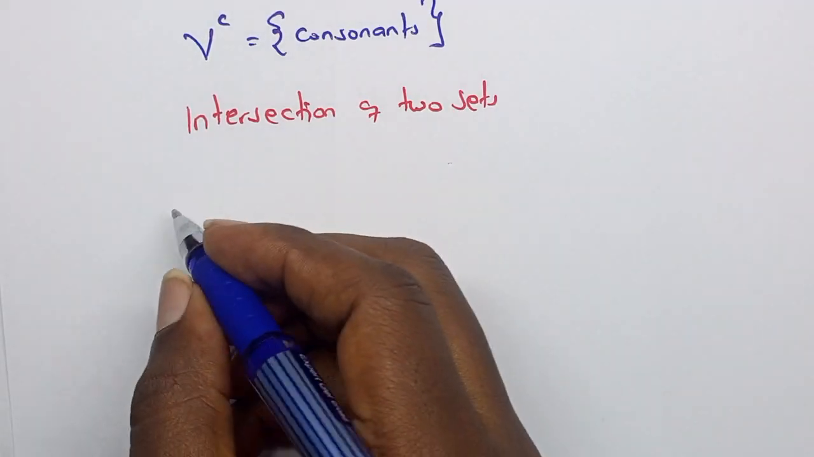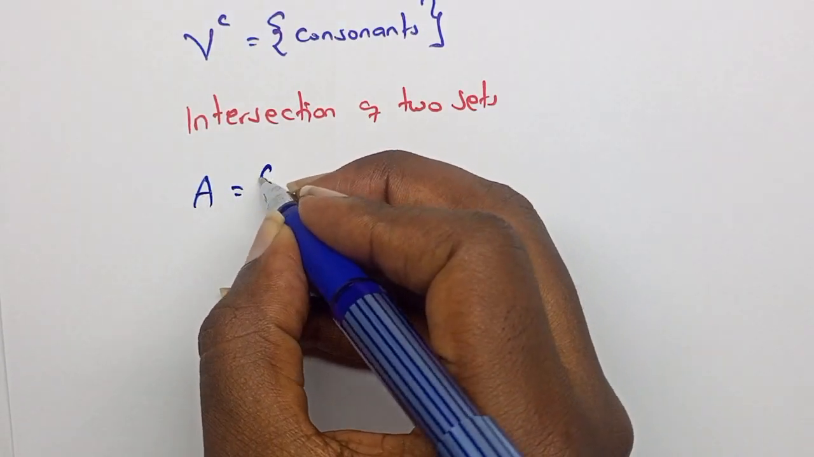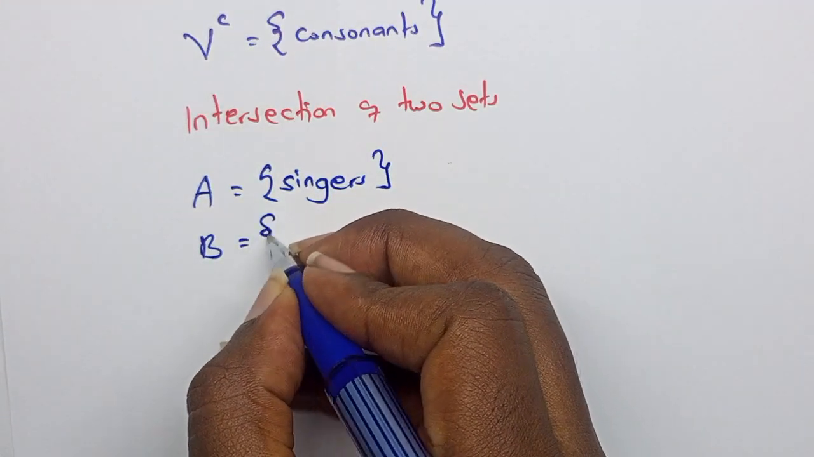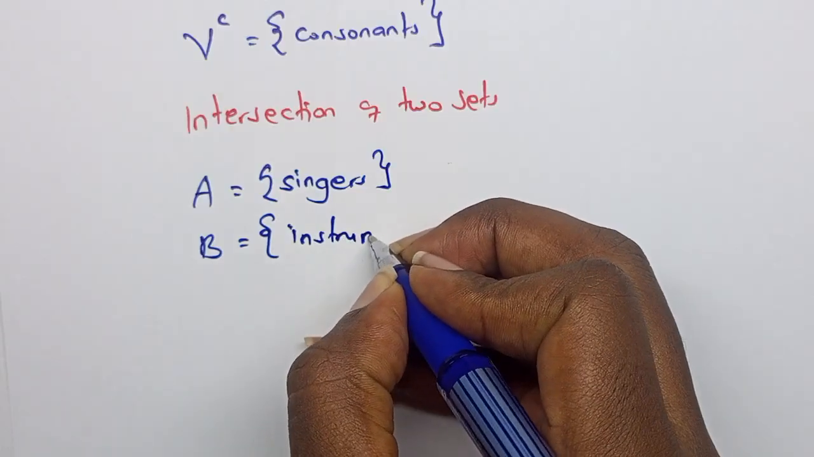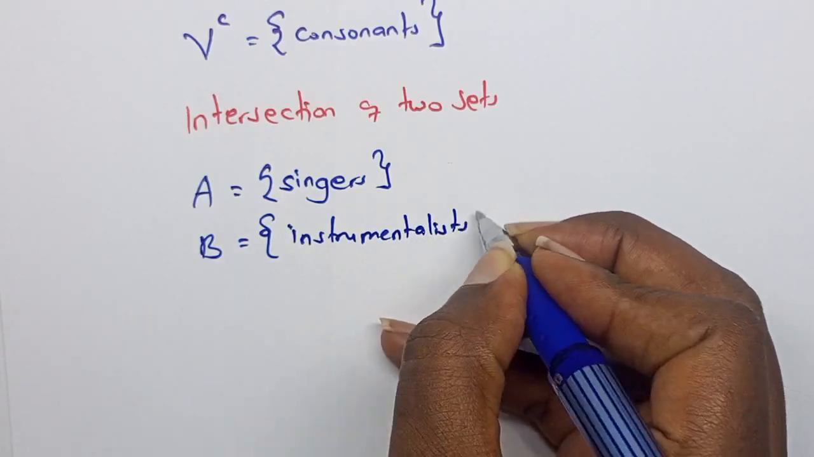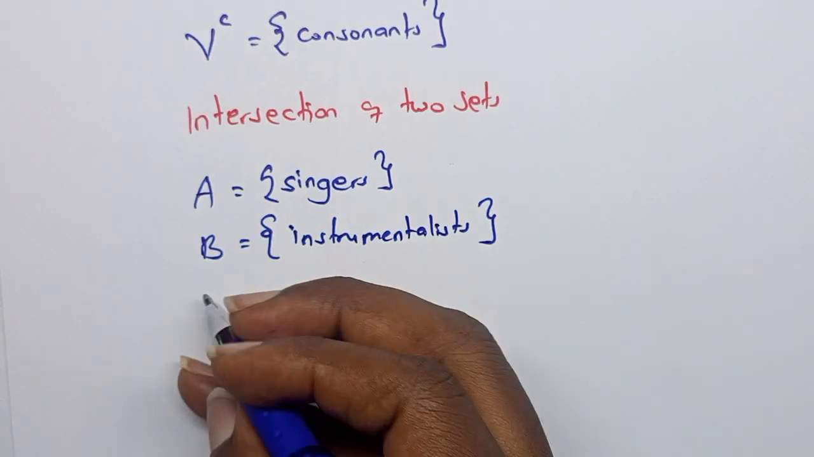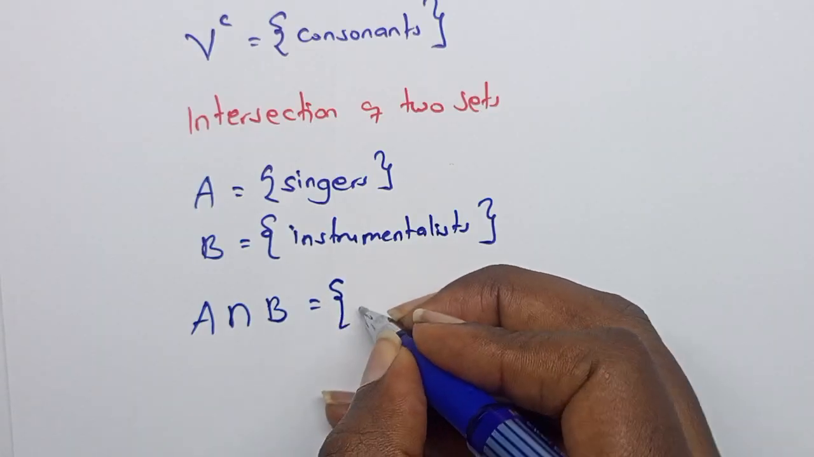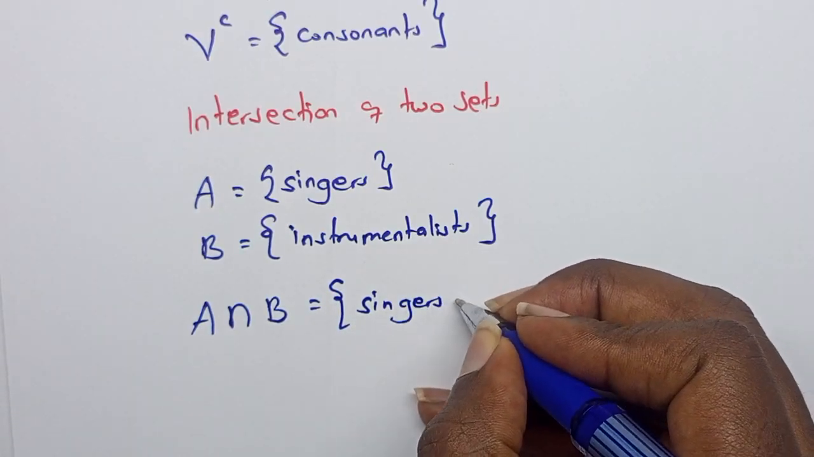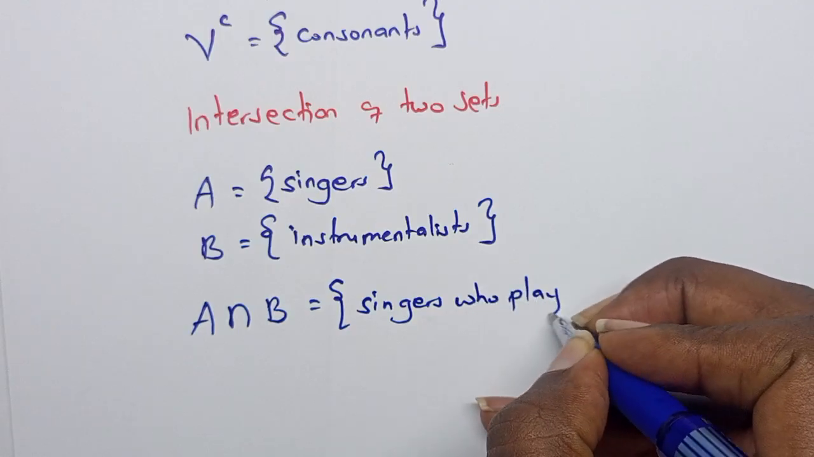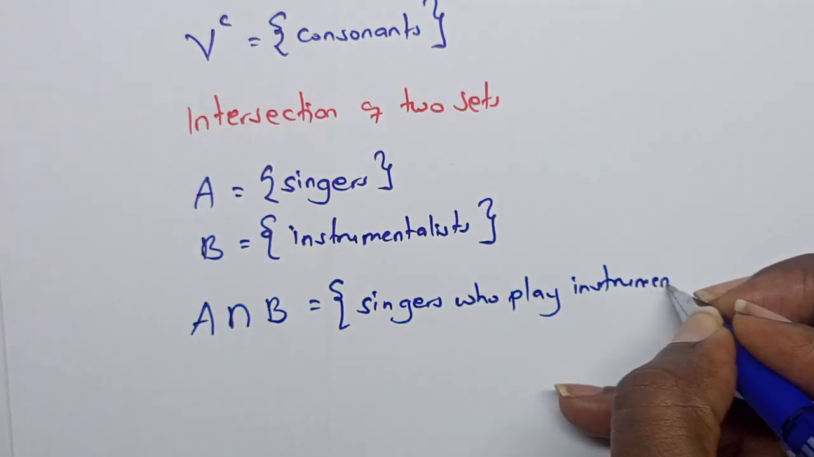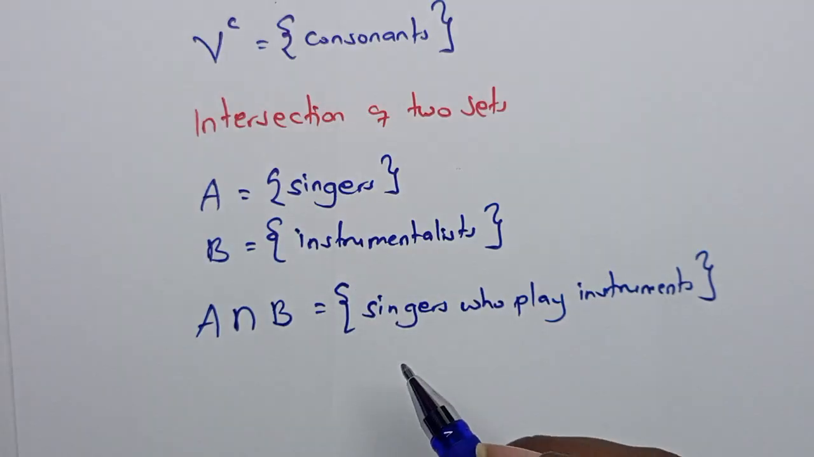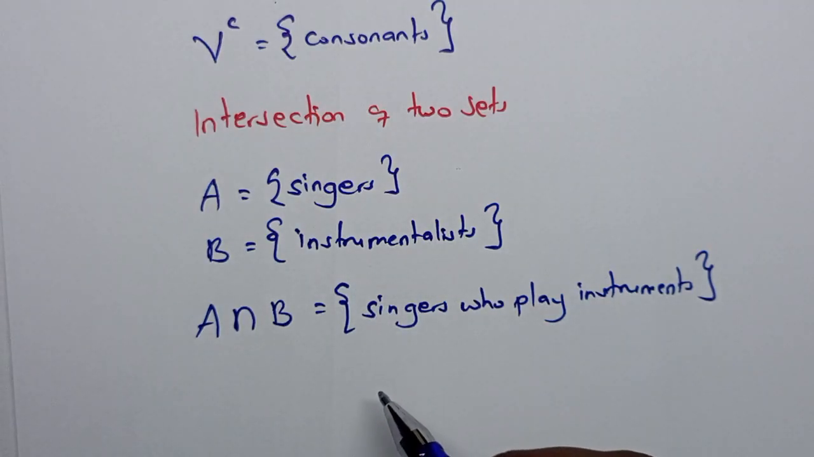Now for intersection of two sets, let's say you have set A, in which we have singers, and you have set B, which has instrumentalists. Then we can say set A intersection set B would be the singers who also play instruments. So A intersection B will be those people who are both singers and instrumentalists. So that is what we call an intersection of sets.